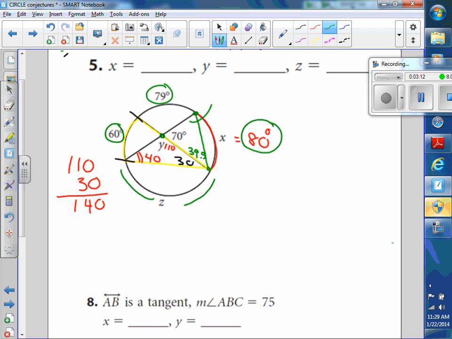So you like subtracting from 360? So 60 and 80 are 140, plus another 79, so 219. So 141. Okay. I'm going to keep going.